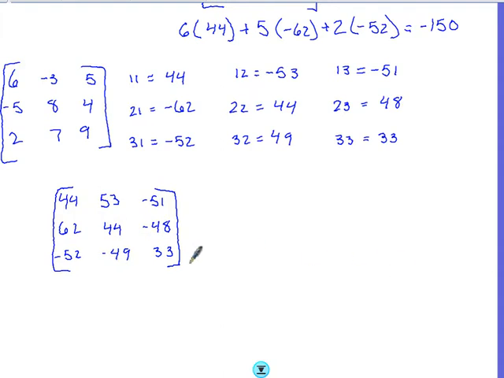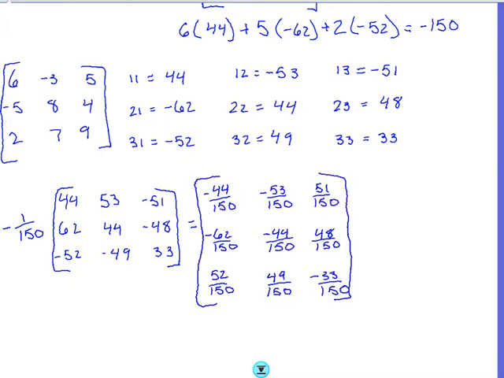Alright, and so remember we're multiplying this by 1 over the determinant. So our determinant was negative 150. So I'm going to multiply everything by negative 1 over 150. Okay, so multiply everything by negative 1 over 150.